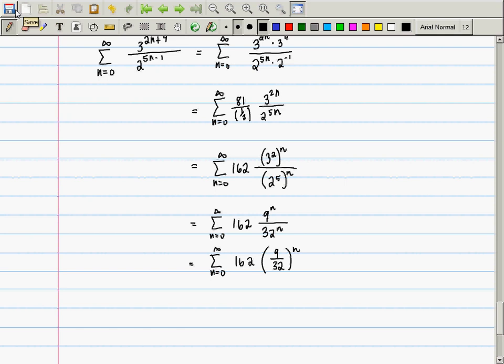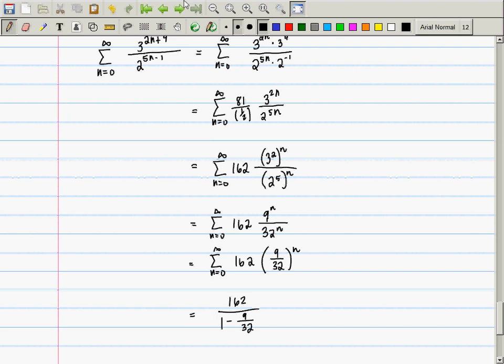Since it's that way, you should be able to tell me that a is 162 and r is 9/32. So this should be equal to 162 divided by 1 minus 9/32, whatever that happens to be. I'm not actually very interested in you taking it any further than that. Any question about this example? The purpose of this example is to show you that I can make it look a little bit confusing, even a little bit misleading, because at first glance you might think this looks like 3/2 to the n. But it's not. It's actually more like 9/32 to the n. Any question about this one?